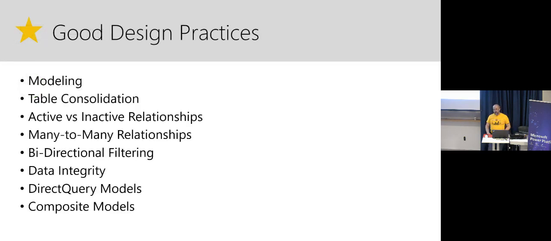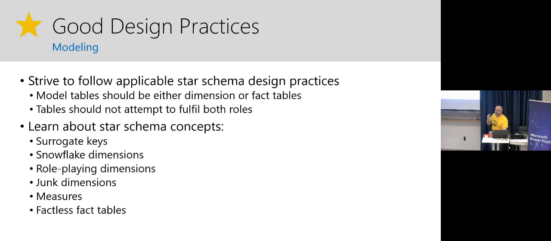So good design practices. In the presentation that I'll let you download, a lot of the good lessons are here. So strive to follow stars. Think about your tables being dimensions or facts. Try not to make a table be both at the same time. So that really means don't put columns in fact tables you use for filtering. Wherever there's a rule, sometimes there's a reason to break it. So I don't mean never, but only exceptional circumstances. An example in the sale table might be the order number.